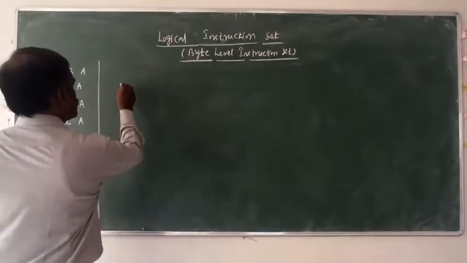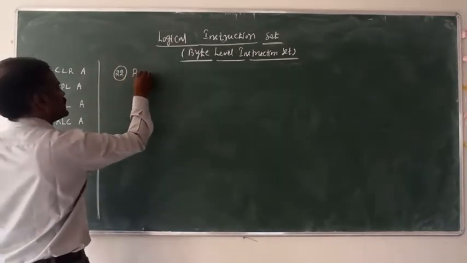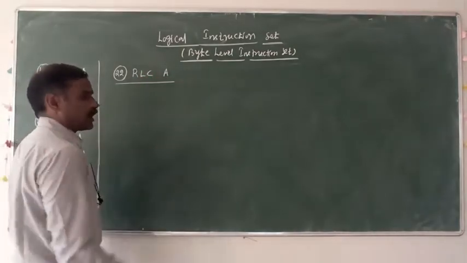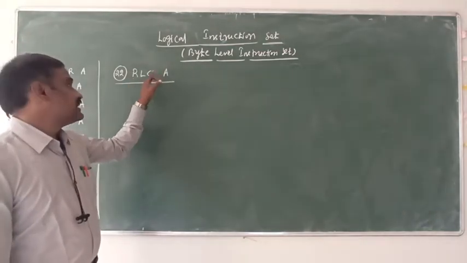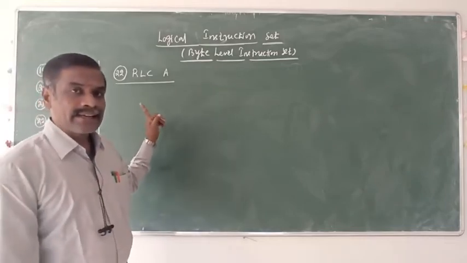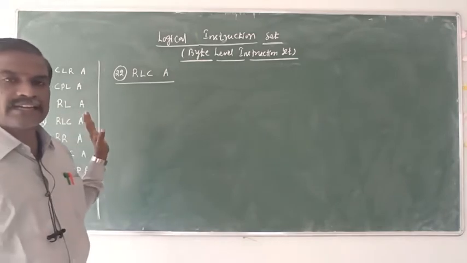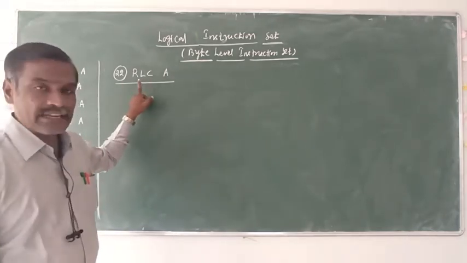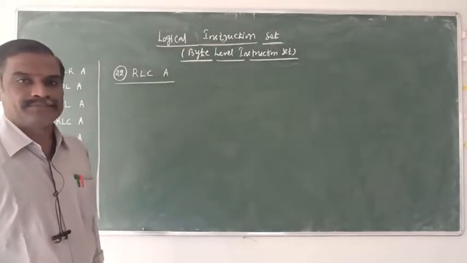Next, 22nd instruction, RLC A, means rotate accumulator content left with carry. The previous instruction RL A means rotate accumulator content left without carry. Here the carry bit data also moves towards the left side.